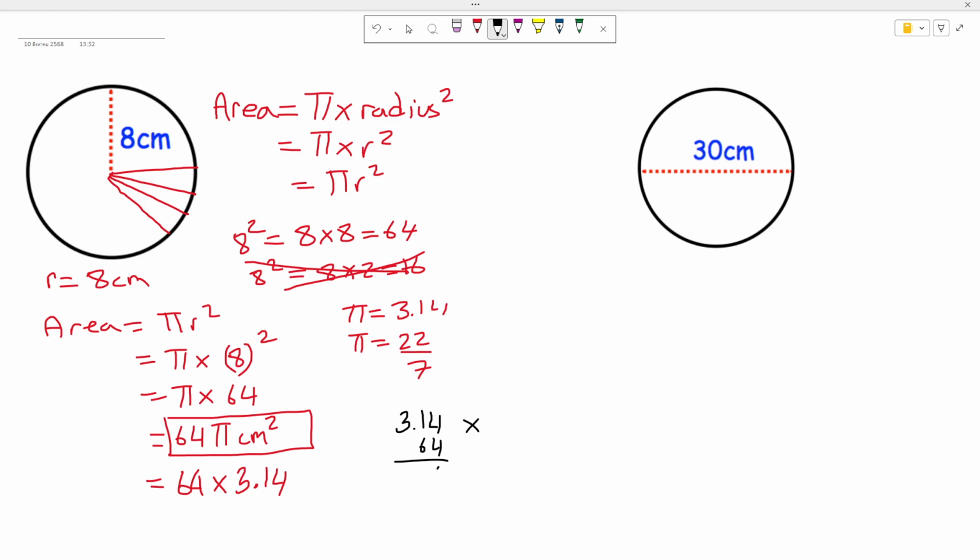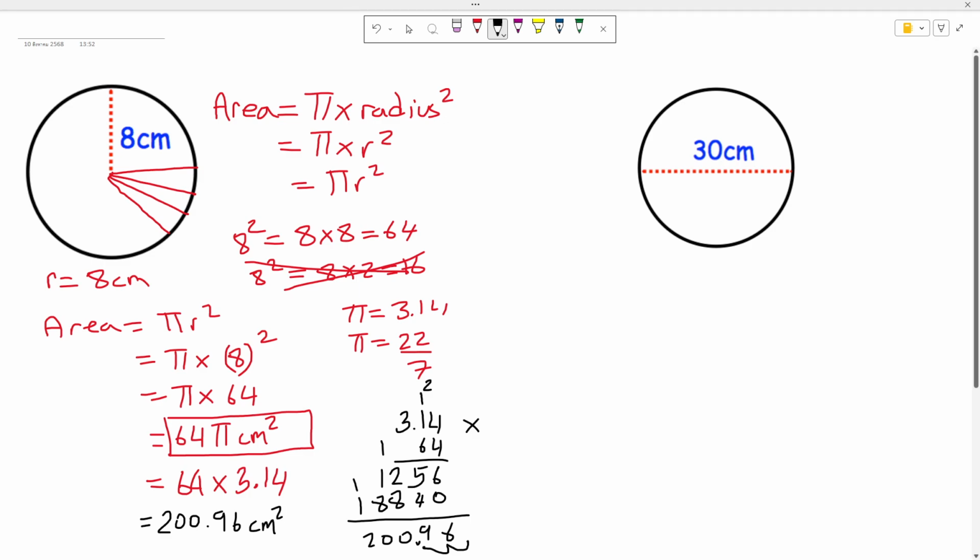So 4 times 4 is 16, 6 carry over 1, then we'll have 5, then we'll have 12. Next, 6 times 4 is 24, 4 carry over 2, then we have 8, then we have 18. Now if you add it all up, you have 6, 9, 0, 1, 0, 1 and 2. We have 2 decimal places, 1, 2. Put the decimal point right here. So the area in this case will be 200.96 centimeters squared.